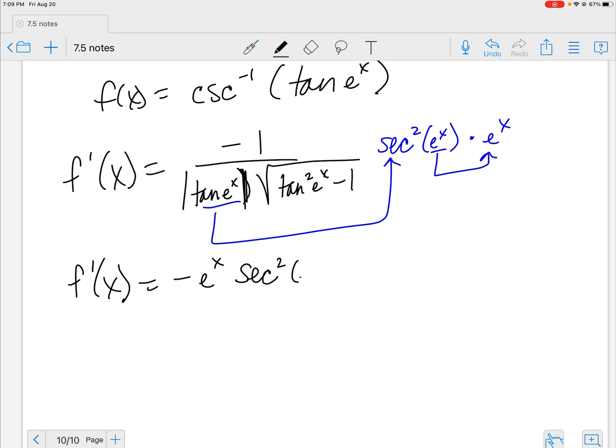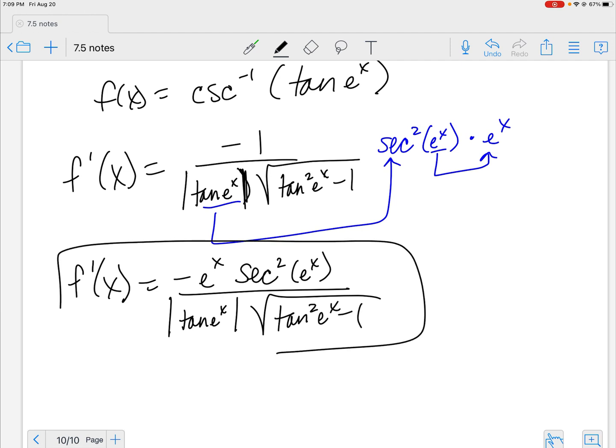Negative e to the x secant squared of e to the x over the absolute value of tangent of e to the x times the square root of tangent squared e to the x minus 1. So that answer looks a little wonky donkey, but it does the trick.